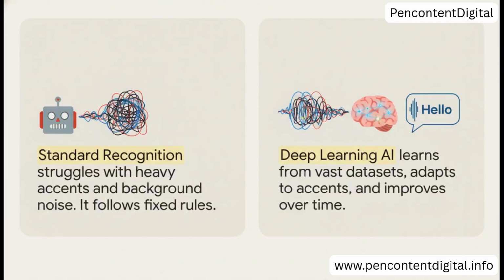And this right here shows you the massive difference. On one side, you've got standard recognition. It follows a fixed set of rules, so yeah, it's gonna struggle in a noisy room or with a thick accent. But on the other side, you've got a deep learning AI. This is a total game changer. It uses what are called neural networks, which are basically designed to work like a human brain. It learns from huge amounts of data, so it doesn't just follow rules, it adapts and gets smarter over time.